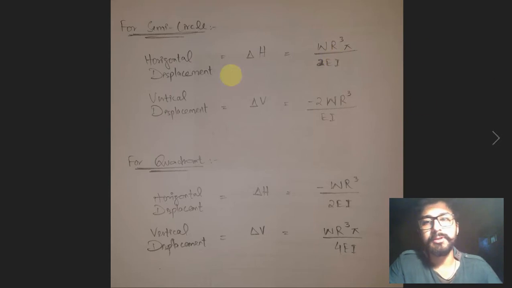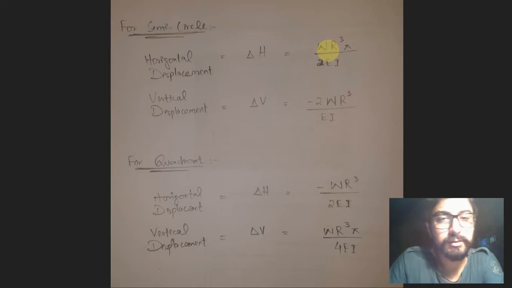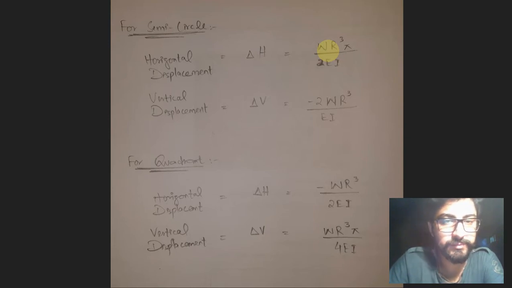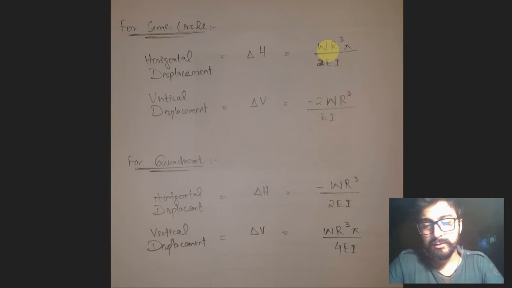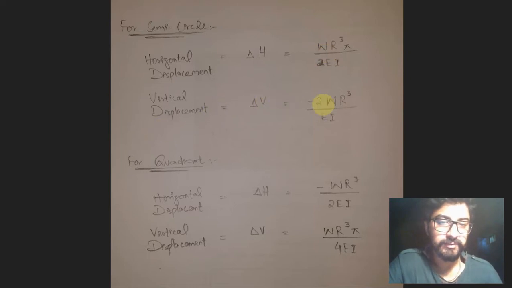So these are some of the formulas. For horizontal displacement of the semicircle, we are going to use the formula delta H is equal to WR cube pi over 2EI. Here W is the weight that is going to be hung, R is the radius of the curvature, pi is 22 by 7, and E is the modulus of elasticity, which is different for different materials. For steel, aluminium and brass it is always different. I is the moment of inertia, which is the sectional property, and its vertical displacement is going to be delta V is equal to negative 2WR cube over EI.